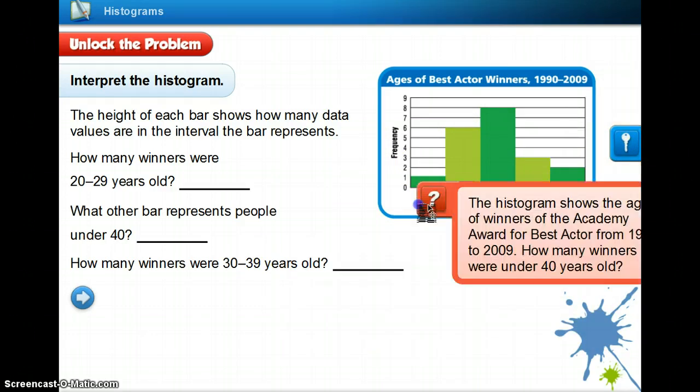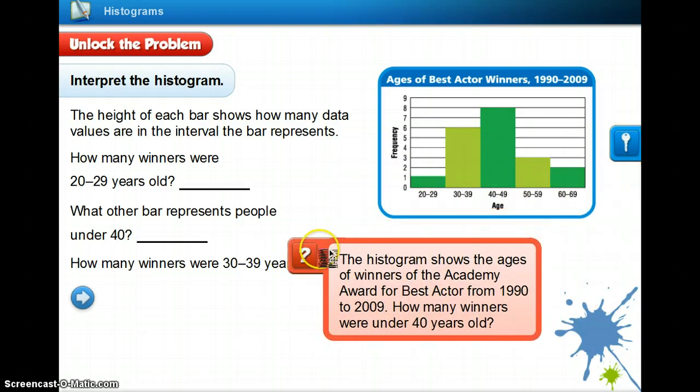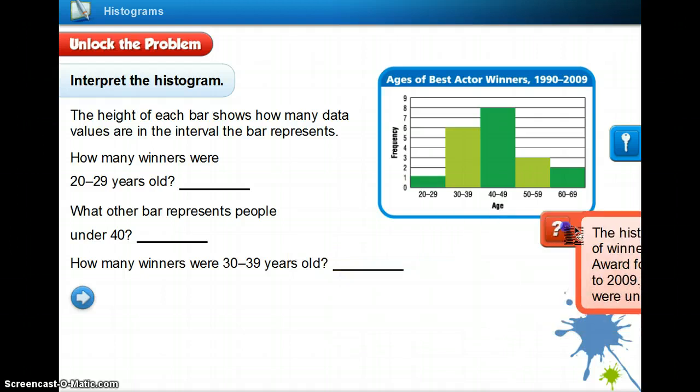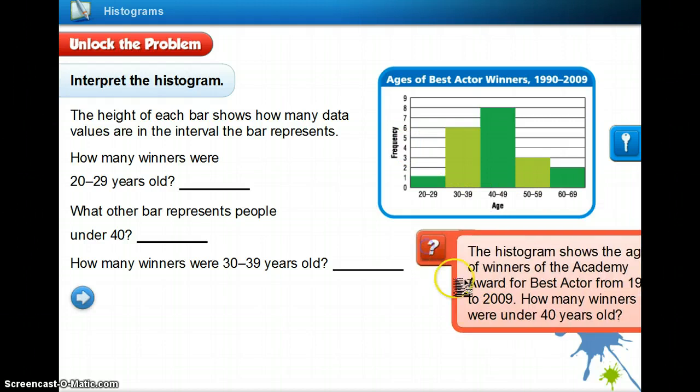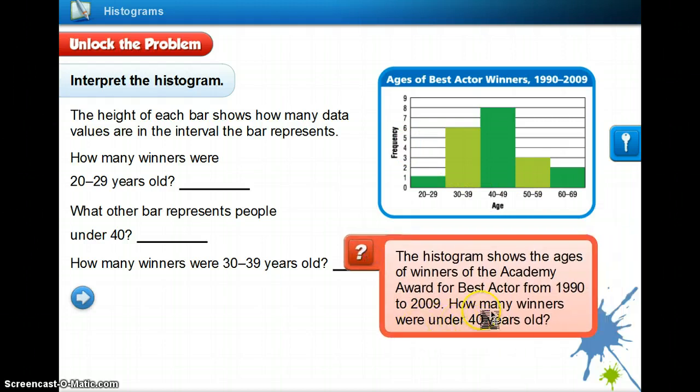So if we look at the question, it says the histogram shows the ages of winners of the Academy Award for Best Actor from 1990 to 2009. How many winners were under 40 years old? So if we look at that, it says under 40. Under 40. That's key because here's where it's 40 to 49. So all these people are over 40. So we want to look at these two bars down here.